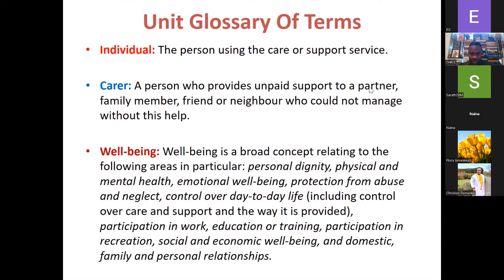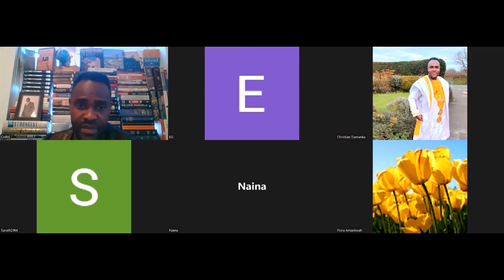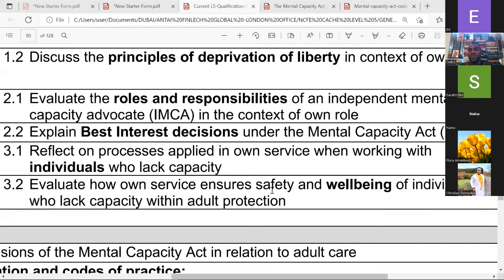So that question that relates to how you evaluate your own service, how your own service ensures the safety and well-being of the individual who lacks capacity, must embrace all the things that are covered under their safety and well-being holistically. You look at that whole picture.